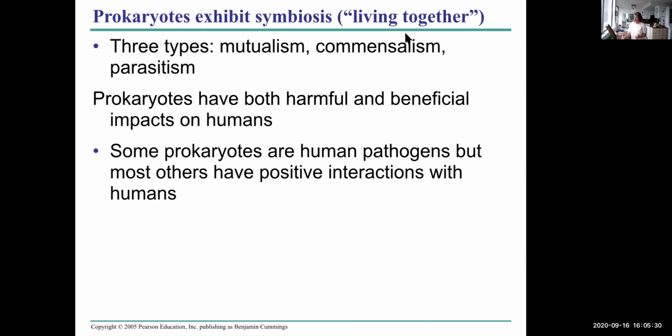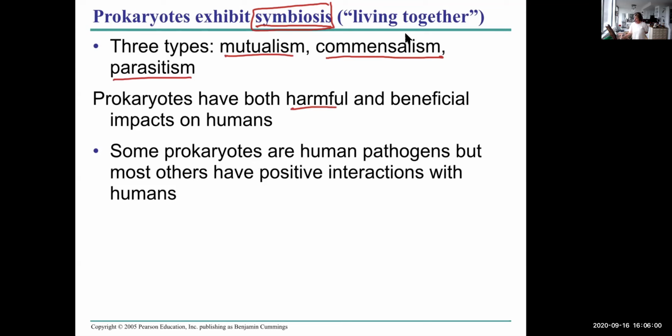So there are three kinds. Symbiosis is a term that's used rather loosely, but to be more specific, there are really three kinds: mutualism, where both benefit from the arrangement; commensalism, where one benefits and one doesn't care; and parasitism, where one benefits, usually the bacteria, and the host suffers.